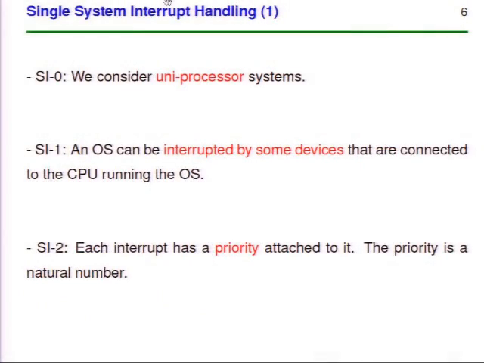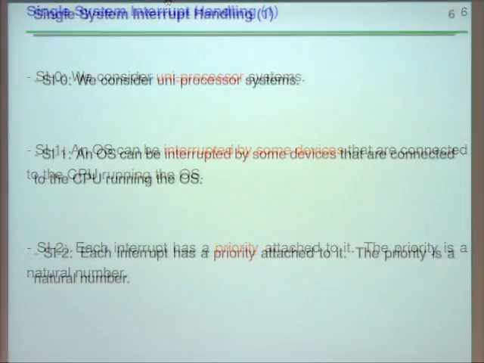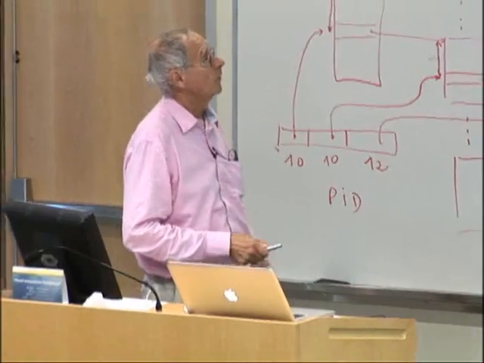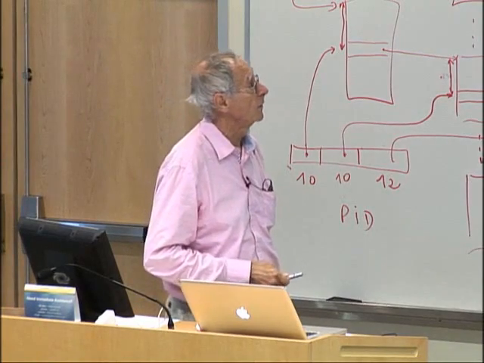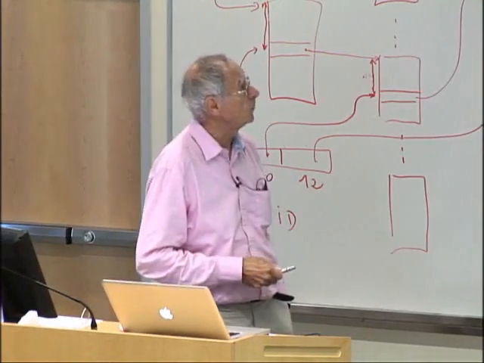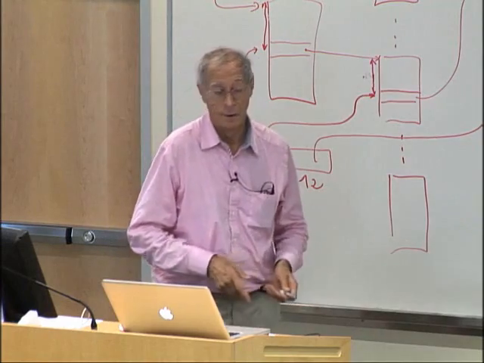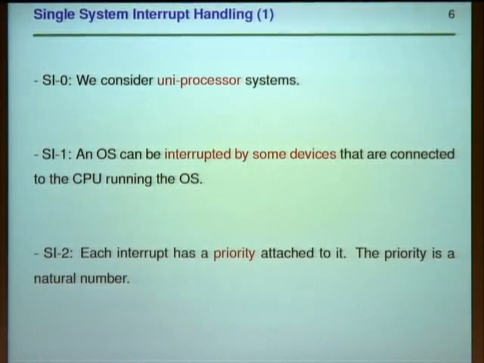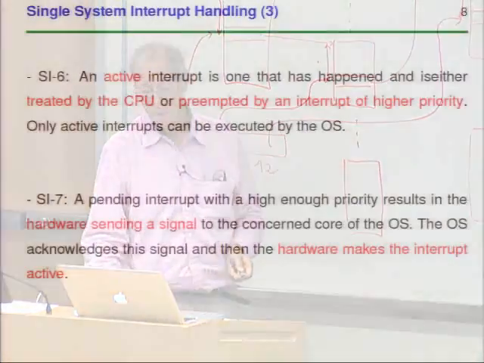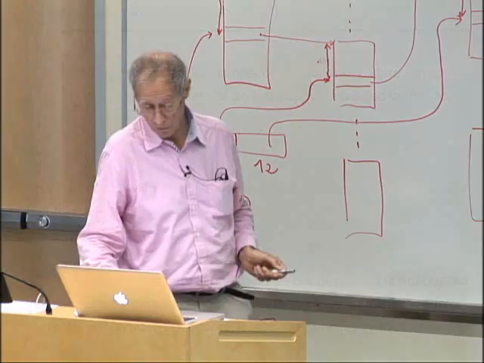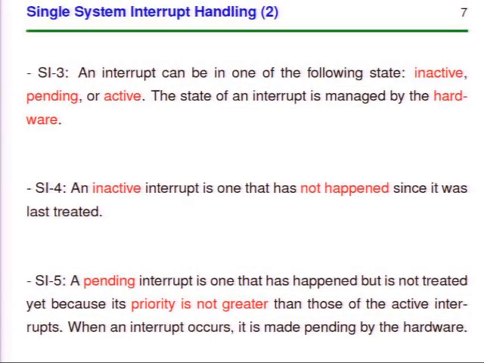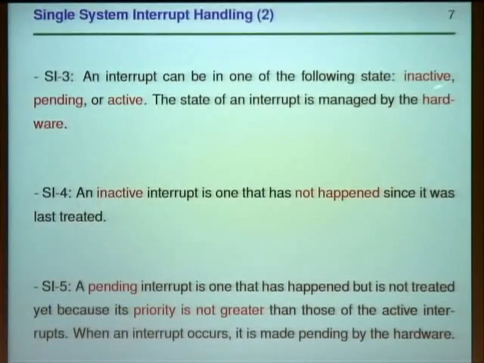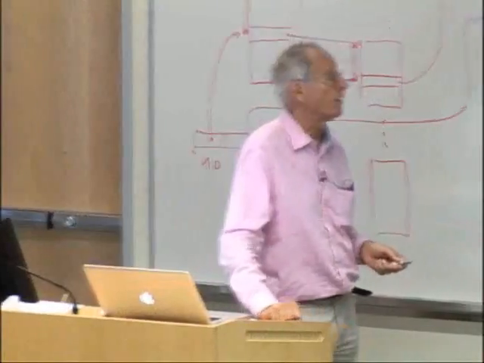So the handling of interrupt. For the interrupt, we consider only uniprocessor system for the moment. So an OS can be interrupted by some device that are connected to the unique CPU running the OS. And now some properties of the interrupt. Each interrupt has got a priority, which is a natural number. And then we have a notion of state for an interrupt. It could be inactive, pending, or active. And the state of an interrupt is managed by the hardware.